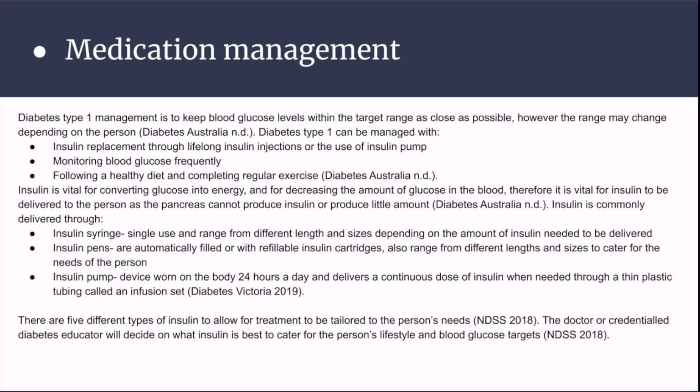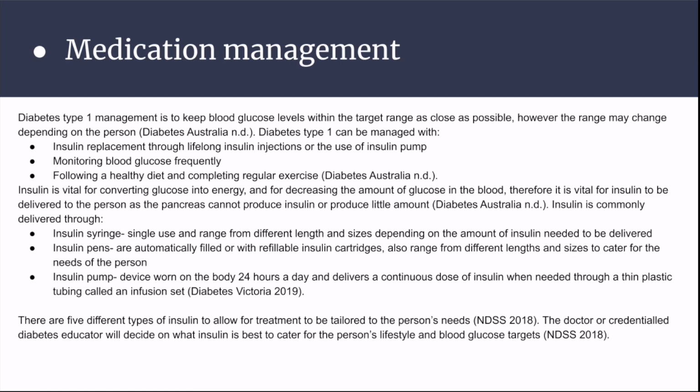There are 5 different types of insulin to allow for treatment to be tailored to the person's needs. The doctor or a credentialed diabetes educator will decide on what insulin is best to cater for the person's lifestyle and blood glucose level targets. The first type of insulin is the ultra-short-acting insulin. This works within 15 minutes after injection and it is important to eat within 15 minutes to avoid hyperglycemia. Ultra-short-acting insulin is given as a bolus dose to keep blood glucose levels within a target range after meals. This insulin has a peak action of 1 to 2 hours but continues to lower blood glucose levels for 4 to 5 hours, known as NovoRapid.